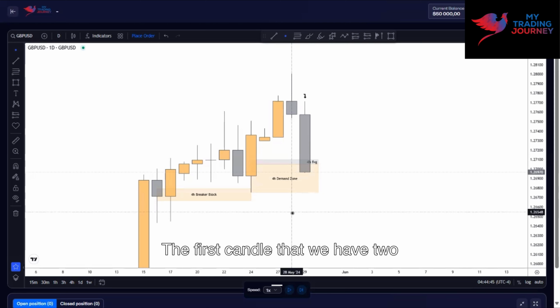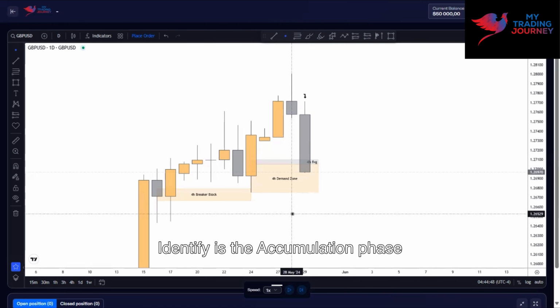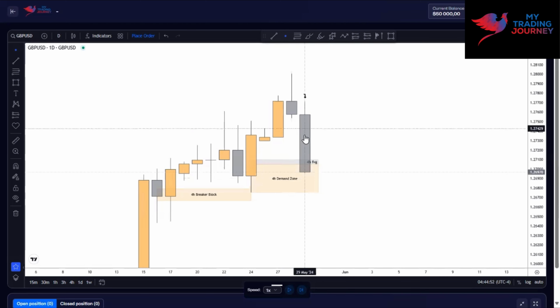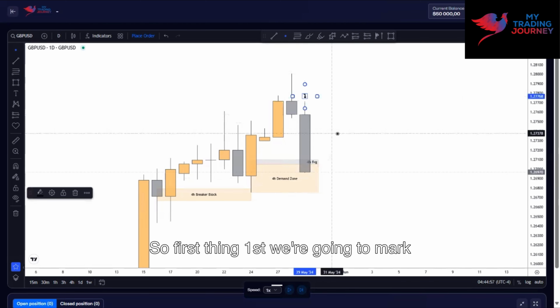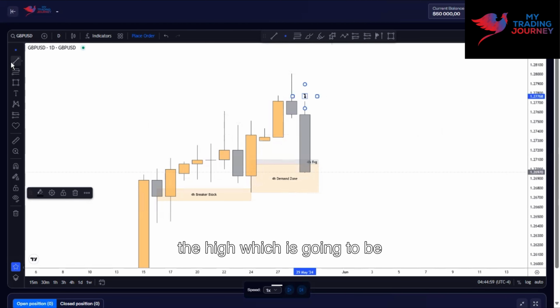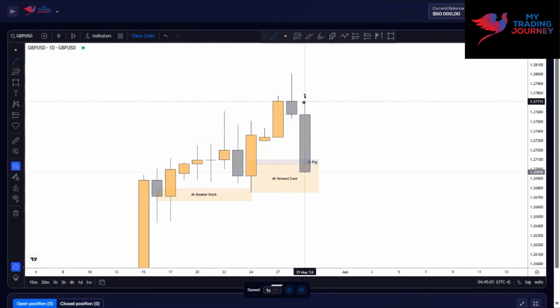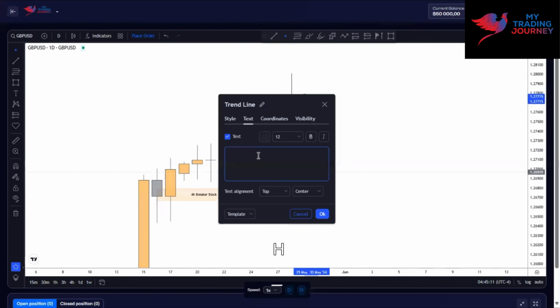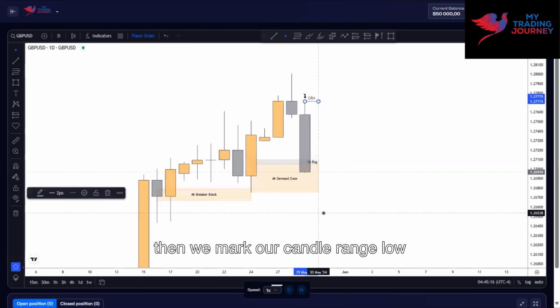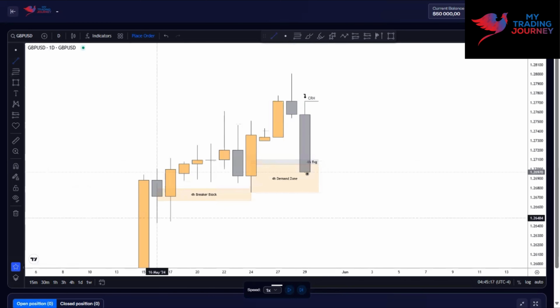So this candle that we have to identify is the accumulation phase, which is this candle right here, as indicated by the black arrow. First things first, we're going to mark the high of the candle, which is going to be our candle range high, CRH. Then we mark our candle range low.